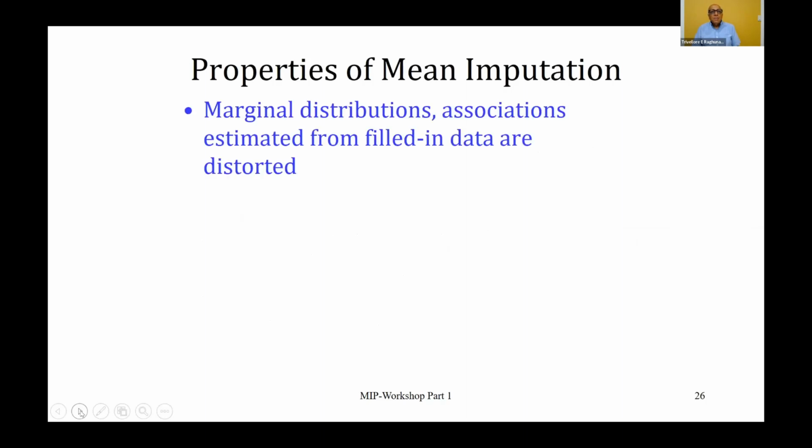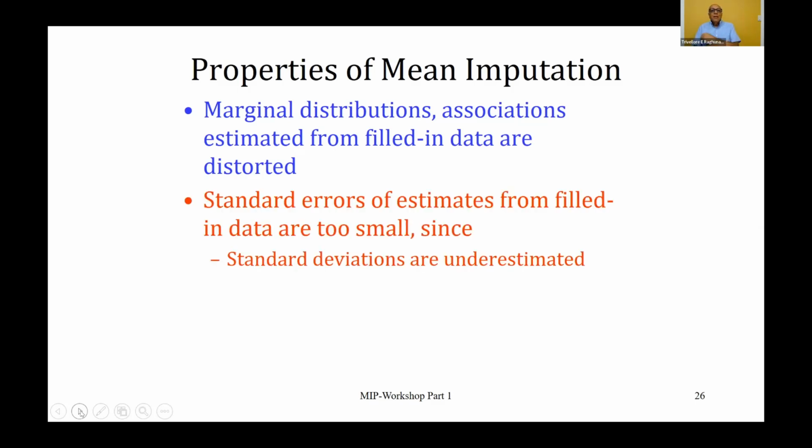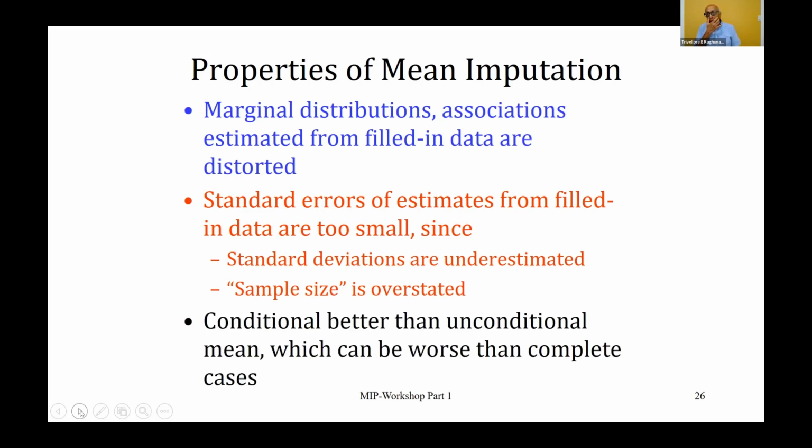So the properties of these mean imputations: the marginal distributions and associations estimated from the filled-in data are all distorted. The standard errors of estimates from the filled-in data are too small because the standard deviations are underestimated, but also the sample size is overstated. So you really have to incorporate the fact that the sample size is overstated when you just analyze the imputed data without accounting for the fact that some of them are imputed values.